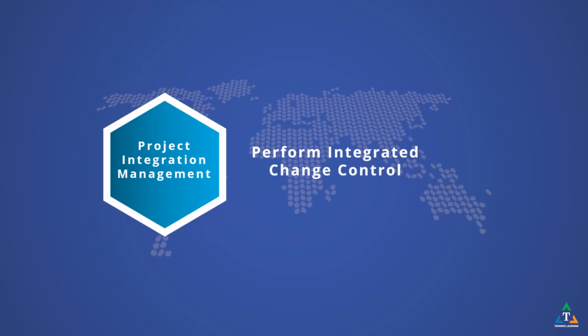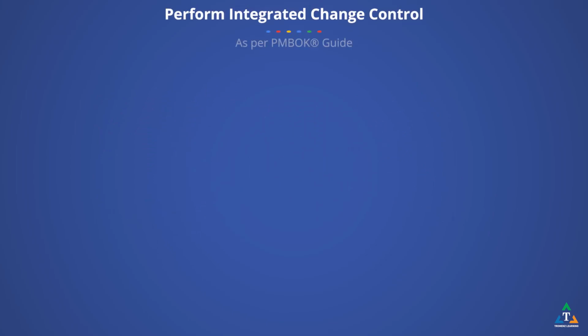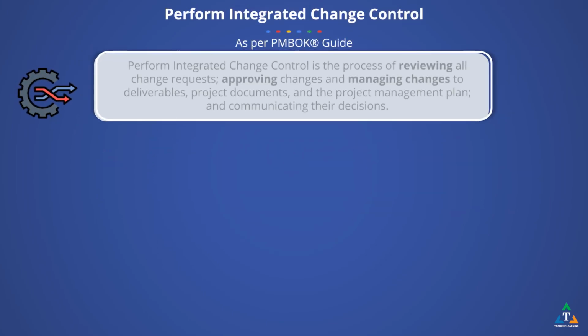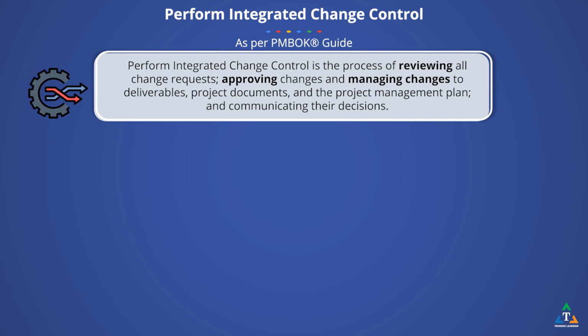Perform integrated change control. Perform integrated change control is the process of reviewing all change requests, approving changes, and managing changes to deliverables, project documents, and the project management plan and communicating their decisions.